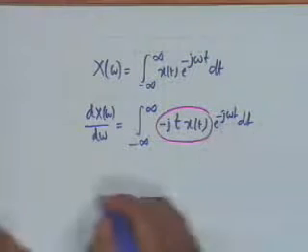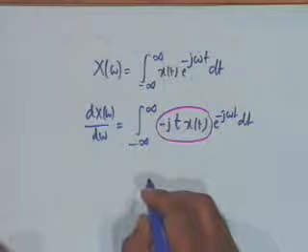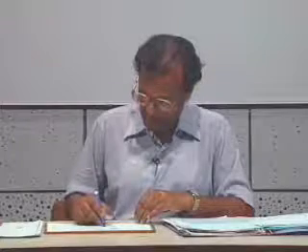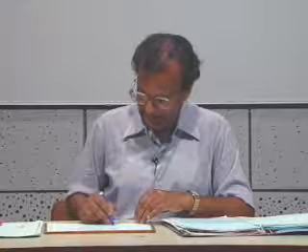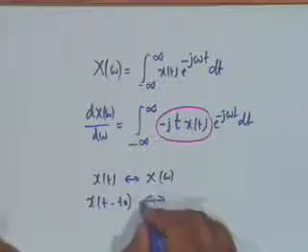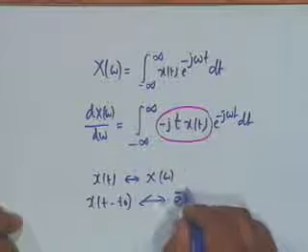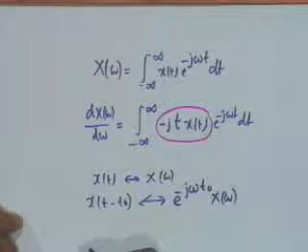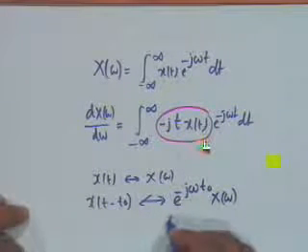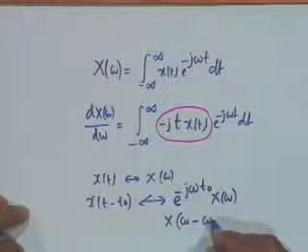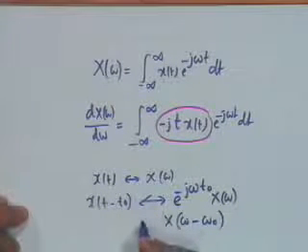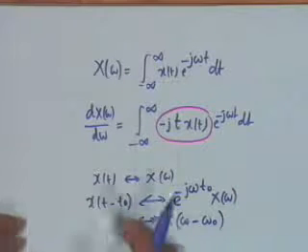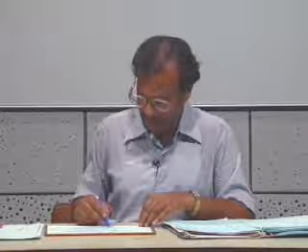We have also seen that if x of t is the pair of capital X of omega, then x of t minus t0 is the pair of e to the minus j omega t0 times X of omega. Now if I do this in the frequency domain, that is capital X of omega minus omega 0, what is the pair of this? Obviously it should be a multiplication by an exponential. You can show that this is e to the j omega 0 t x of t, as simple as that.